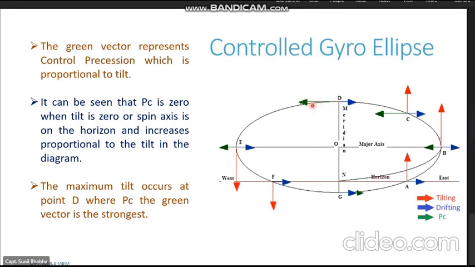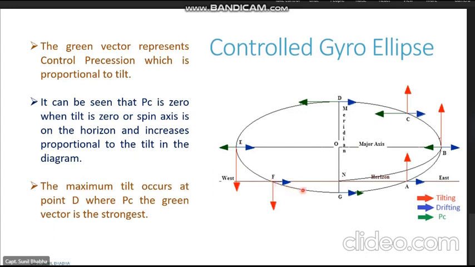Now from point delta, as you move along the ellipse to point echo, the tilt has reduced. With the tilt reduced, the magnitude of the control precession also reduces. From point echo, we reach point foxtrot. Now this point foxtrot is on the horizon. When the spin axis is pointing in the horizon, the tilt is 0. If the tilt is 0, the control precession will also be 0. So you don't see any green vector here. The control precession is not present at this particular point.